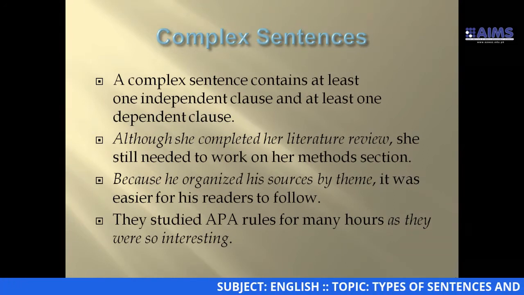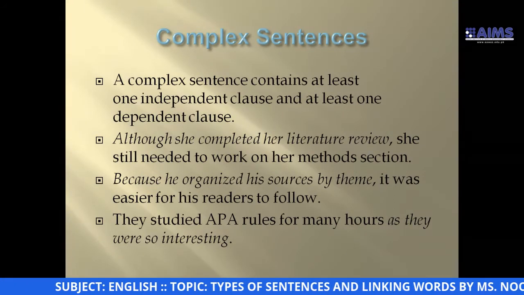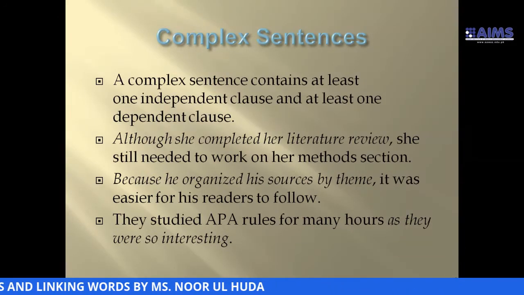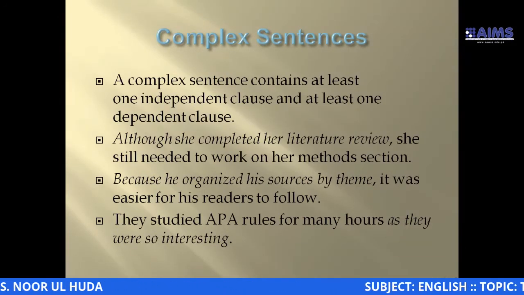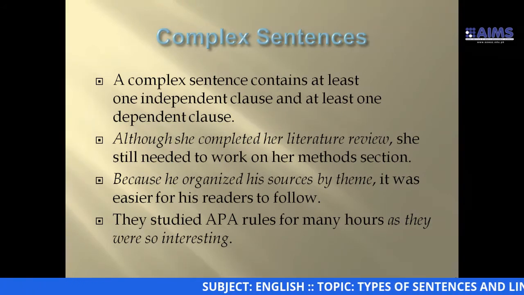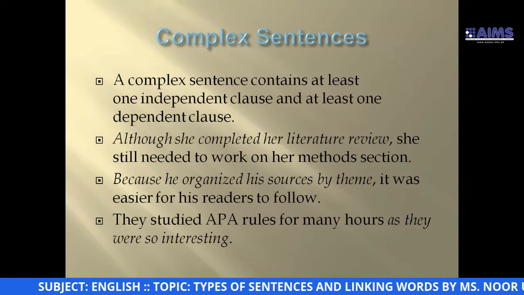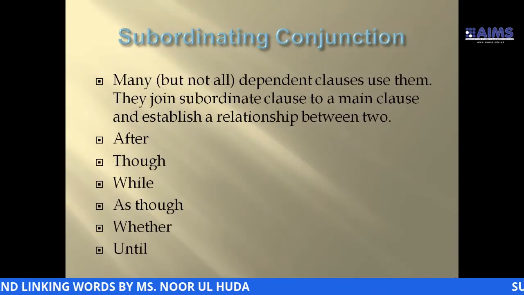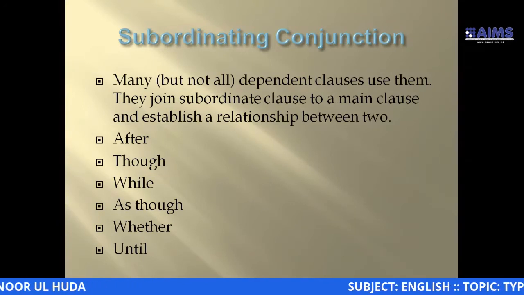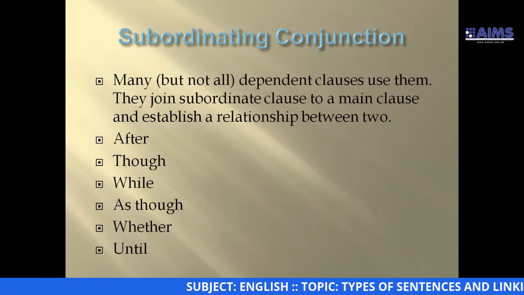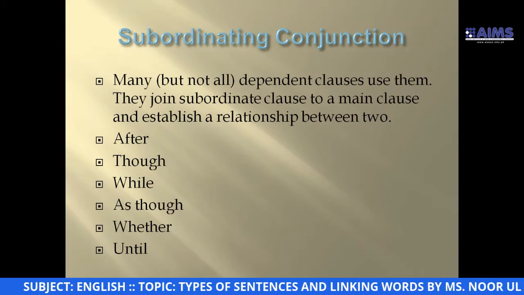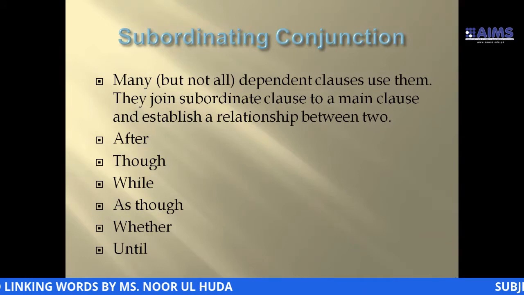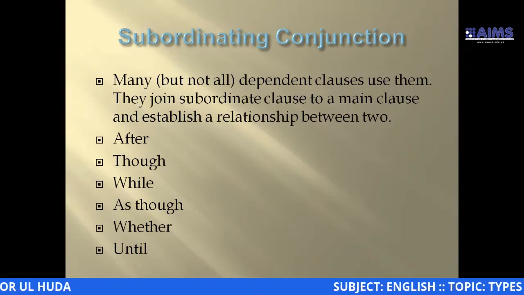They studied APA rules for many hours as they were so interesting. So, as they were so interesting is the dependent clause, and they studied APA rules for many hours is the independent clause. How can we form an independent clause into a dependent one? What things need to be included to make an independent clause a dependent clause?